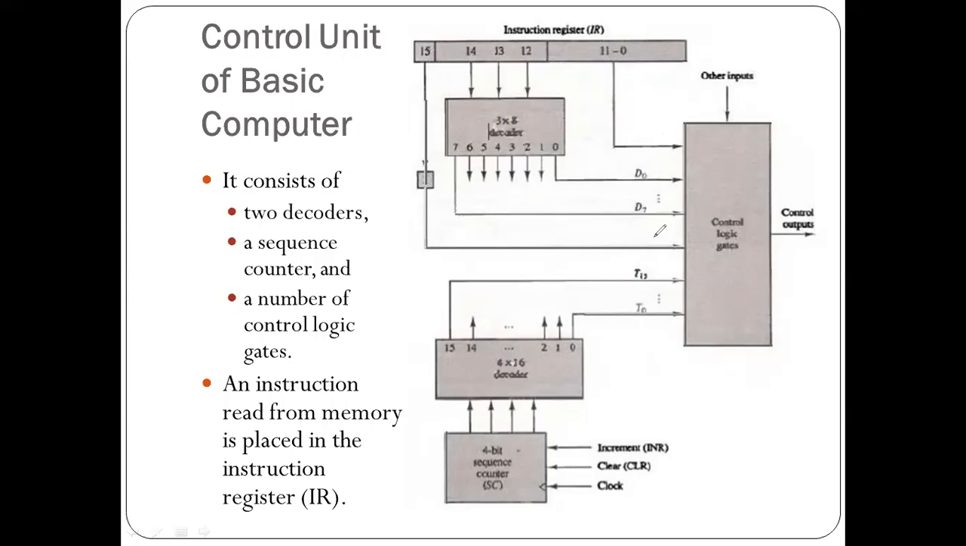These are the inputs given to the control logic gates. Along with this, we have a system clock, which generates clock pulses or timing sequences. Each clock pulse is called one time state, one timing sequence, T0. Likewise, with a 4 to 16 decoder I can have T0 to T15, 16 time states.